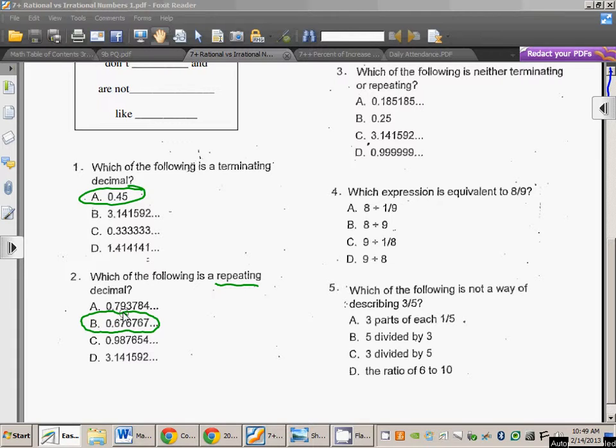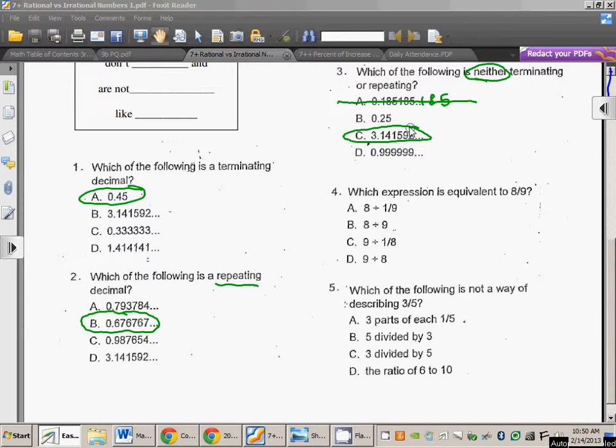A. Could you predict what comes next after 185, 185? 185. So you know what that would be called? That would be repeating. And we want that's neither. Try again. 3. C. C. Don't you recognize that? Isn't that pi right there?